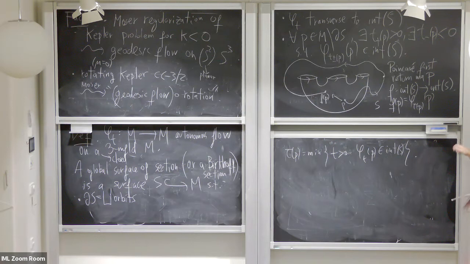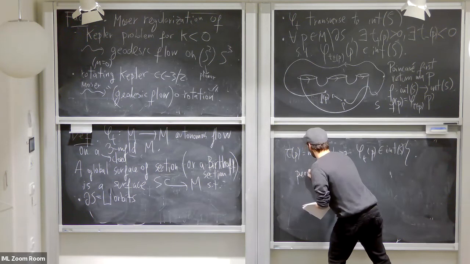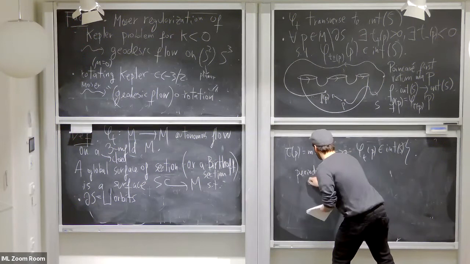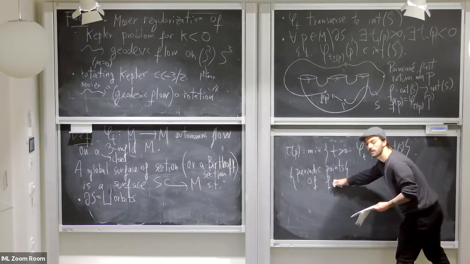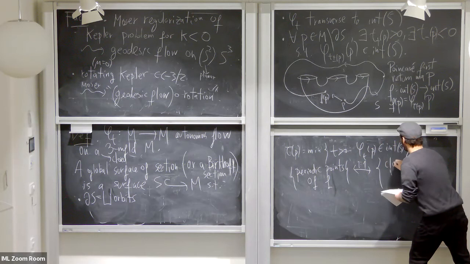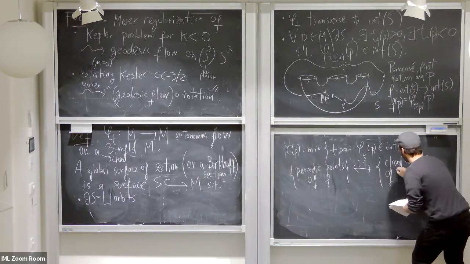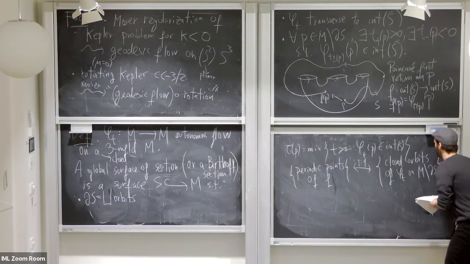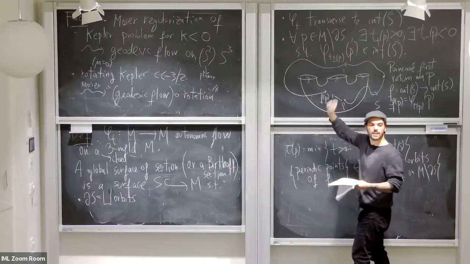Now the main point of this construction is that periodic points of F as a discrete dynamical system, so I just iterate the map, correspond in a one-to-one way to closed orbits of the flow, away from the boundary of S. So if I take a point here and I iterate a million times and then I hit the same point again, I have a very long orbit of Vt.